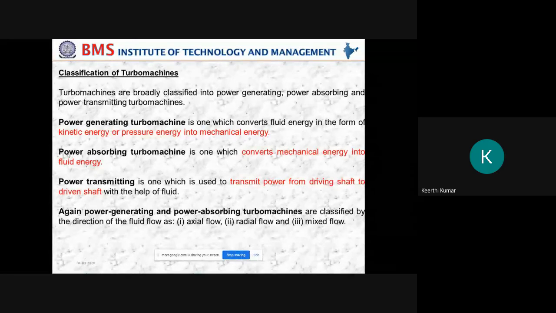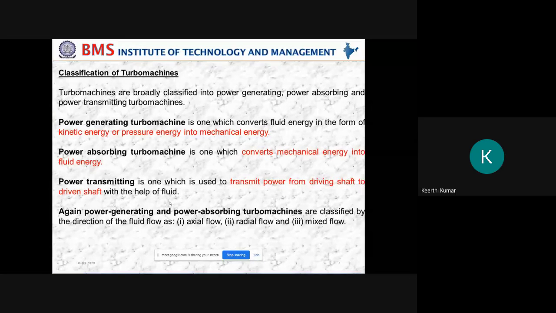Correct? So that is the meaning of power absorbing turbo machine. Then coming to power transmitting machines, it is one of the machines used to transmit power from one driving shaft to the other driven shaft with the help of the fluid. For example, a torque converter. It is going to transfer the power from one shaft to the other shaft with the help of the fluid.